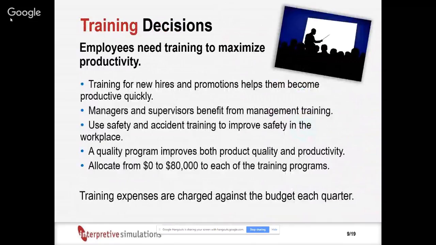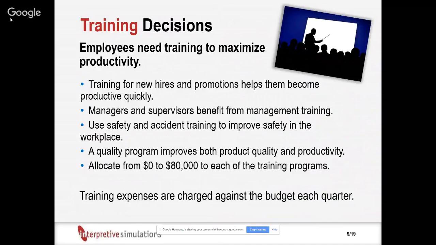Now, anytime you hire someone, whether you hire them from outside or from within, you have to make sure that they are trained. So training for new hires and promotions helps them become productive quickly. The goal is for the employee to be productive so that they can produce for you, so that you can meet your goals and you can meet your budget every year.